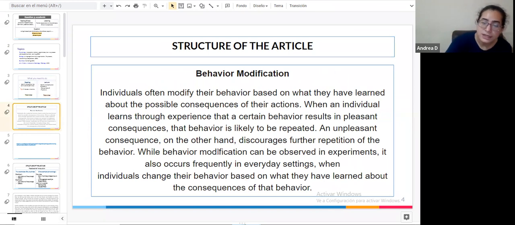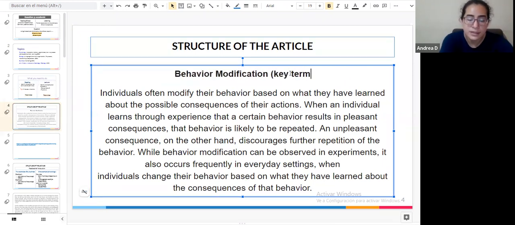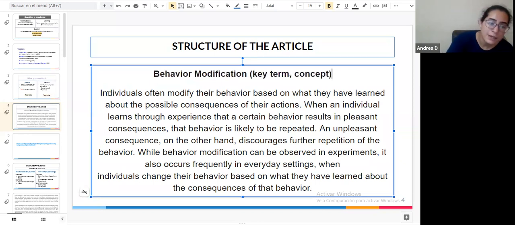And what you have here is a concept. So you have the title. The title here is a key term. It's a concept. It's something very important that you're gonna have to mention in your response. And then you have an explanation on that concept, okay?